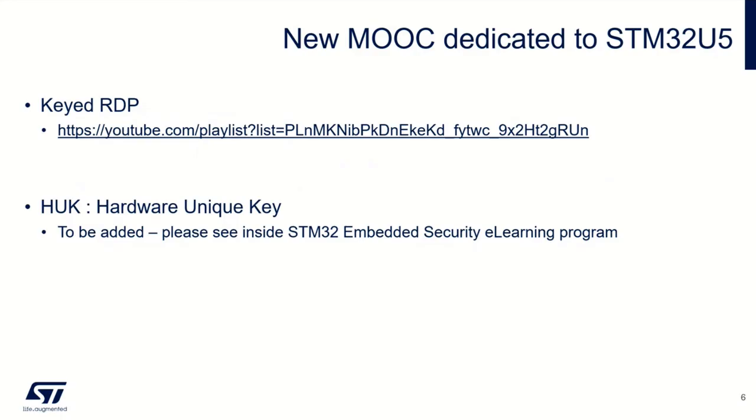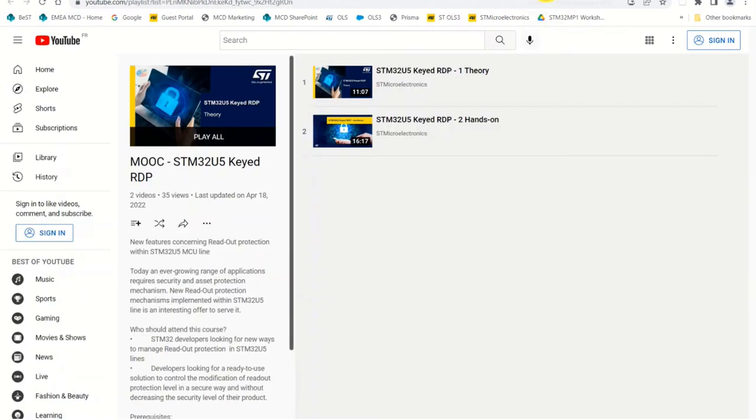And finally, we've got the new features. These are the new features that are dedicated to the U5, which Chris has highlighted. We've got the keyed RDP, which has its own YouTube video already, so that already exists today. You can go and see about the keyed RDP. We've got a theory presentation, and a very nice hands-on to show you how to practice setting up the different passwords so that you can do your RDP regression in a secure manner.